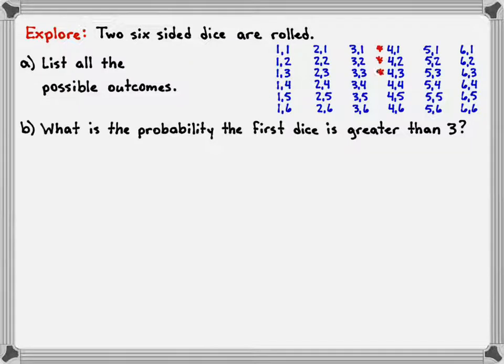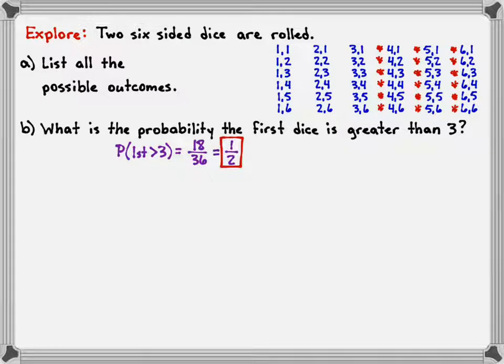So the first die greater than 3 would mean that it's either a 4, a 5, or a 6. And so you can see that we have 18 out of 36 possibilities for the probability that the first die is greater than 3. So that reduces to 1/2 or 50% or 0.5.